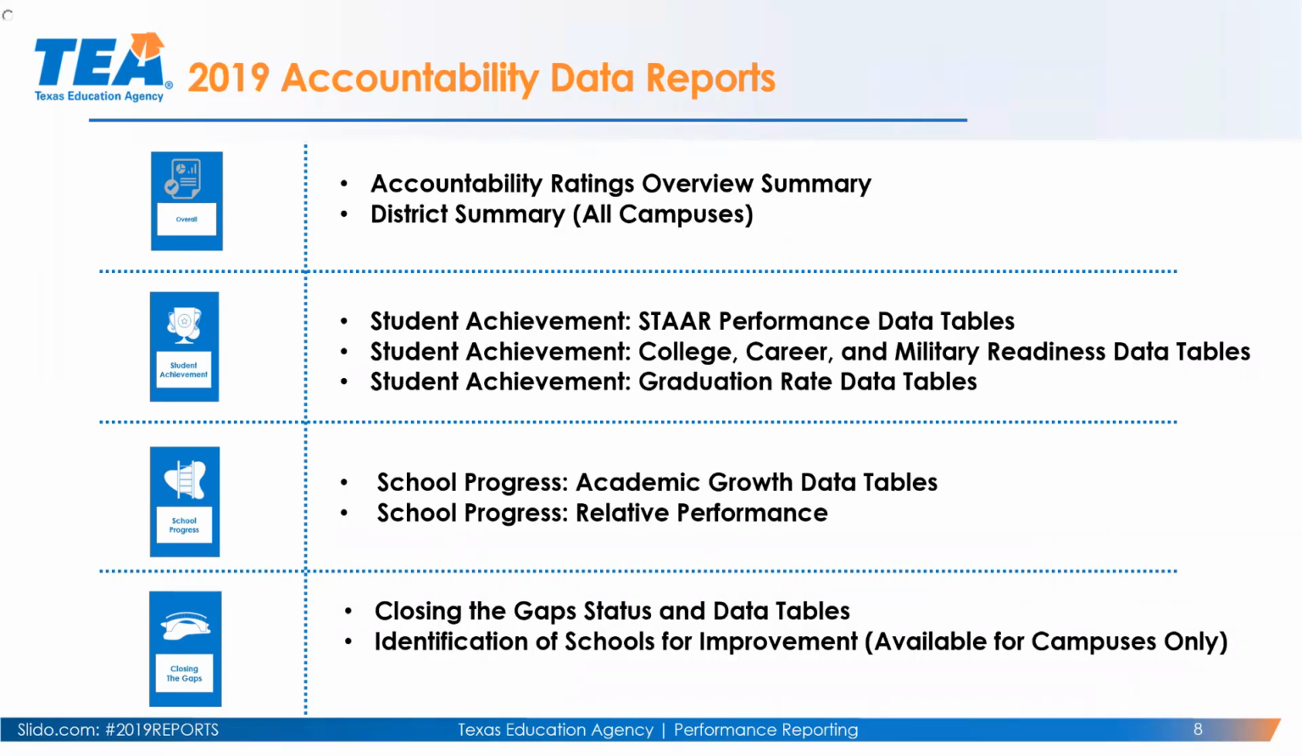Today's presentation is going to focus on the data reports for each of those domains. For overall, we're going to look at the overall rating summary and the district summary for all campuses. For student achievement, we have three data tables to look at: STAAR performance, college, career, and military readiness, CCMR data tables, and graduation rate. For school progress, there's two parts, so we have two data tables: academic growth and relative performance. In closing the gaps, we'll look at the closing the gaps data table and also the data table for the identification of schools for improvement. This uses data from Closing the Gaps to identify campuses that are in need of improvement.